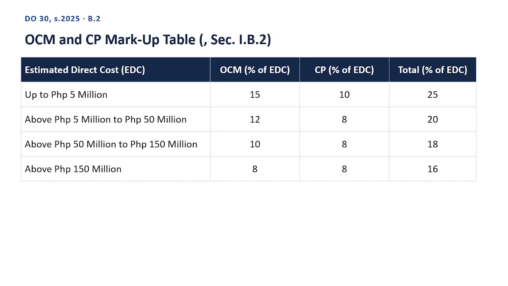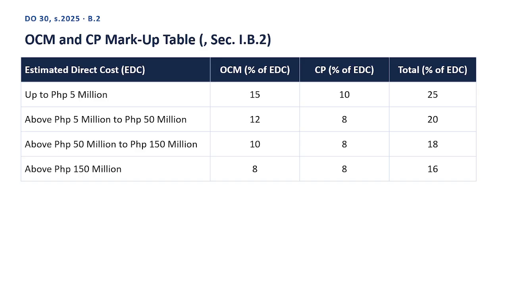Next row. Estimated direct cost, EDC, above Philippine pesos 5 million to Philippine pesos 50 million: OCM, percent of EDC, 12; CP, percent of EDC, 8; total, percent of EDC, 20. Next row. Estimated direct cost, EDC, above Philippine pesos 50 million to Philippine pesos 150 million: OCM, percent of EDC, 10; CP, percent of EDC, 8; total, percent of EDC, 18.